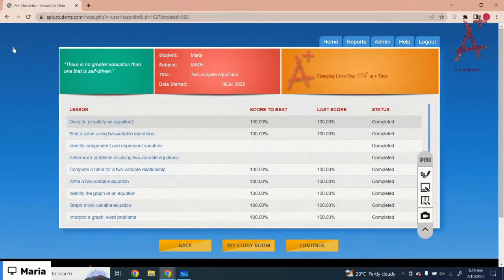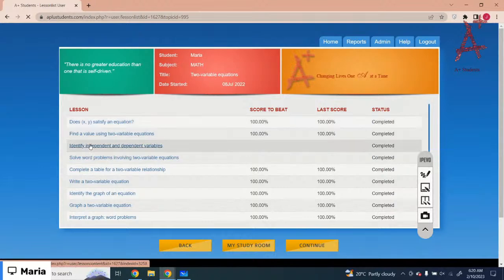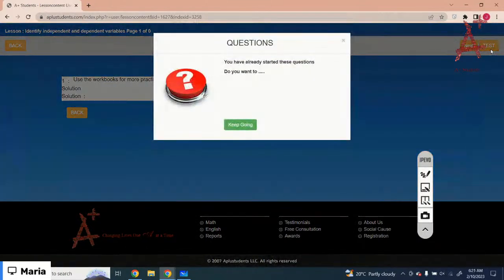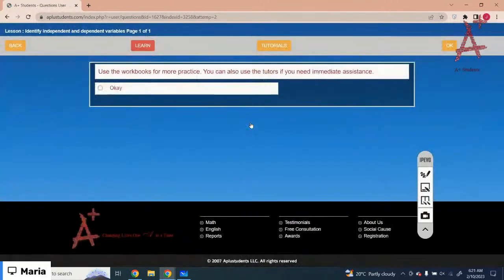Got it? Okay, the next one is identify independent and dependent variable. Let's just start with the next lesson. Okay, so identify dependent and independent. You have to do the lesson from the book. Got it? Okay, use the workbook for this lesson.